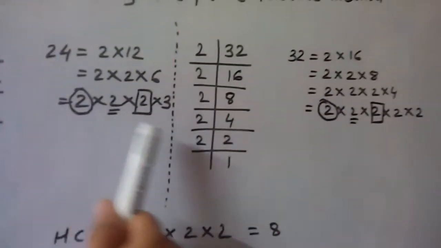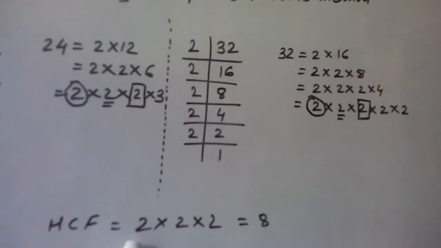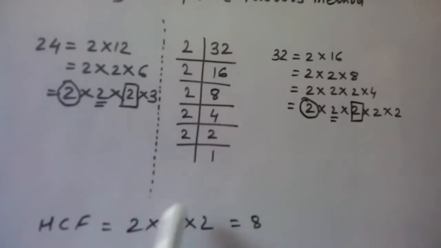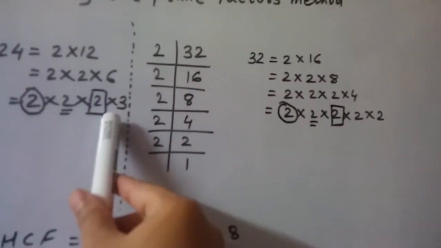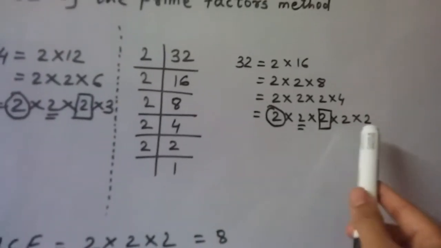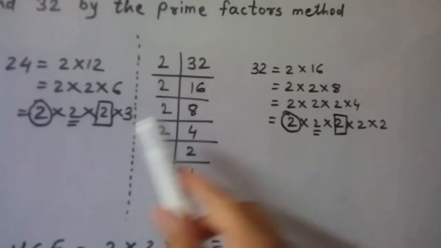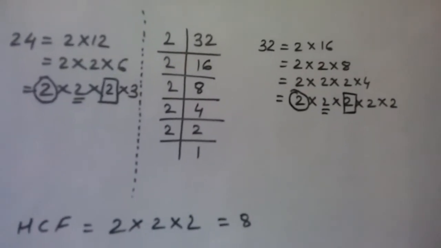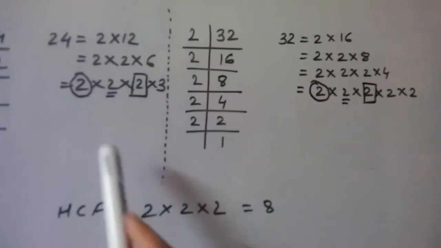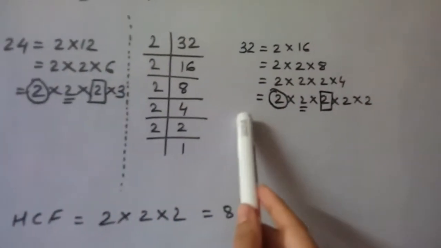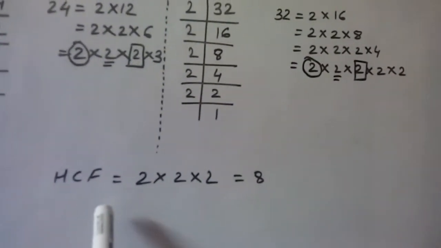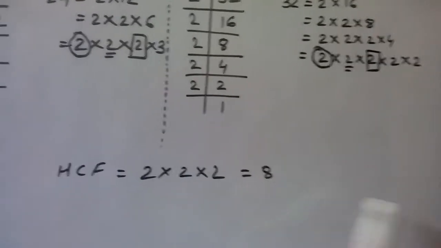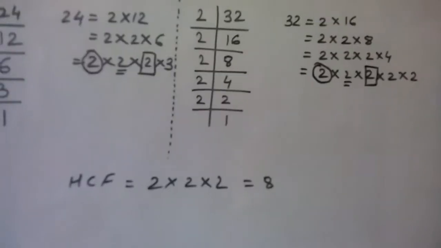Now see, these are the common factors: 2, 2, 2. Here 3 is remaining, and here 2 and 2 are remaining, but these are not common. That's why you write only the common factors, 2, 2, 2. And therefore the HCF of 24 and 32 is 8. Now see the next example.